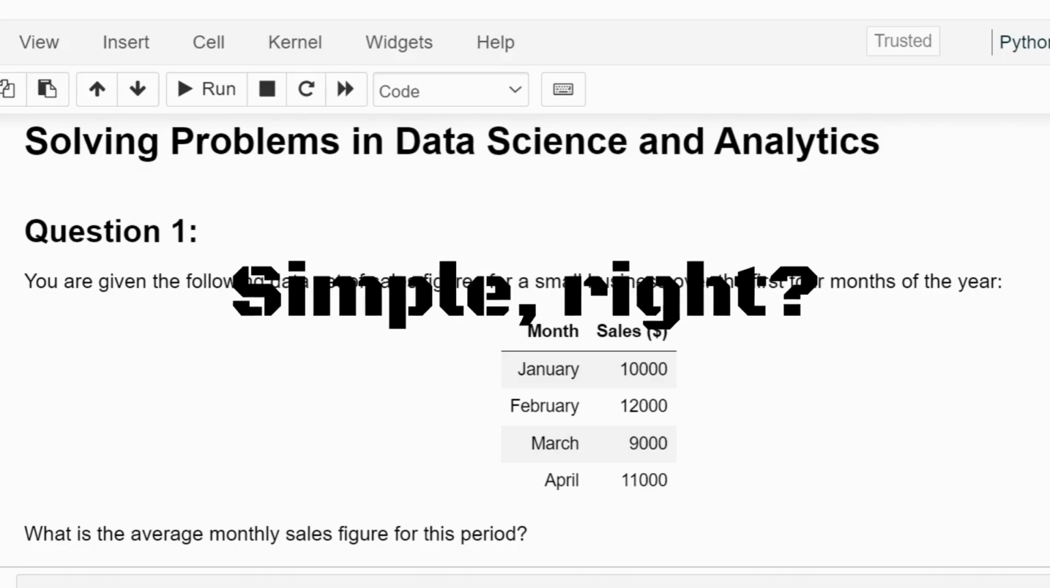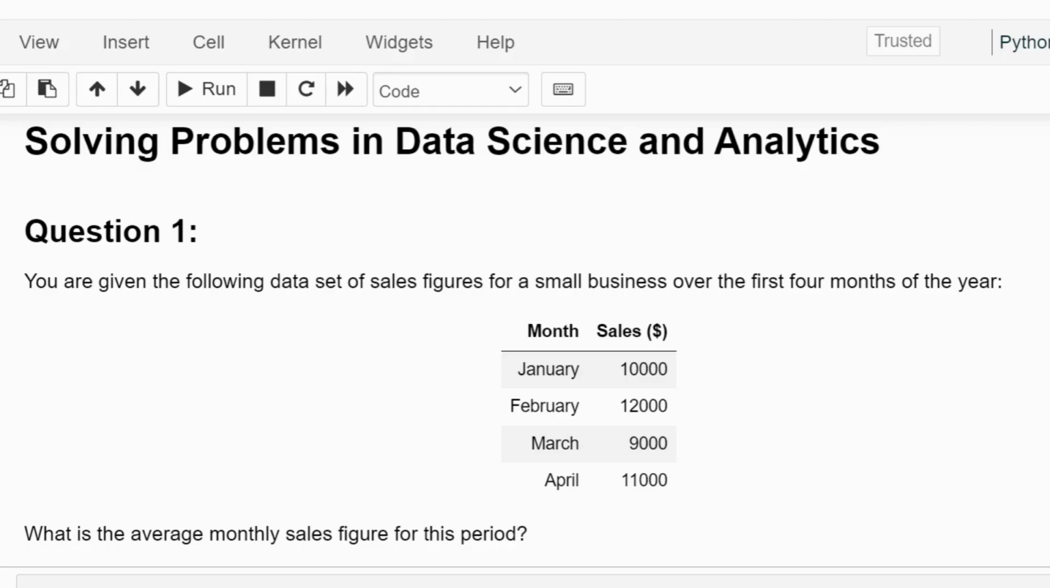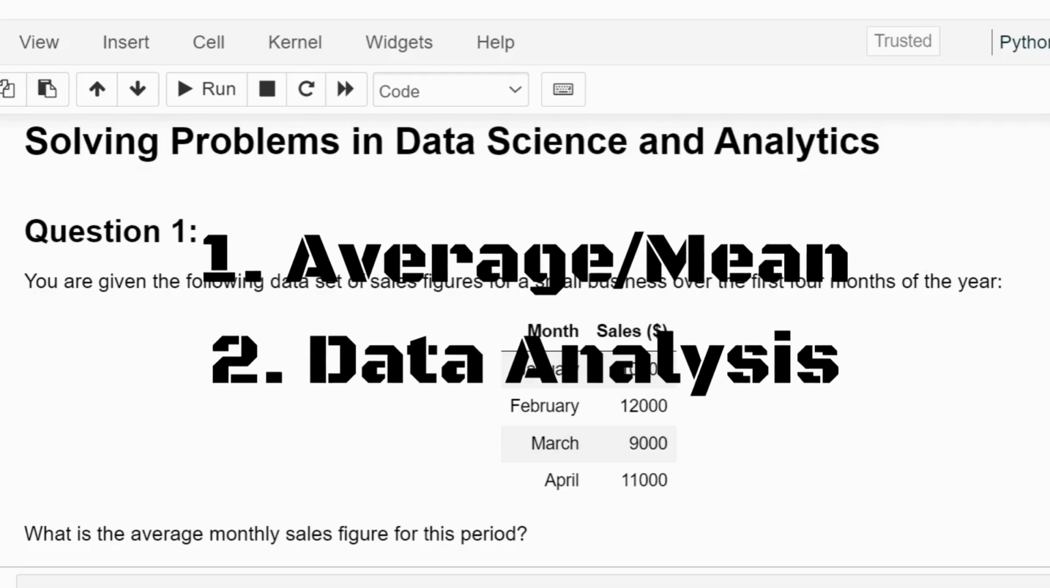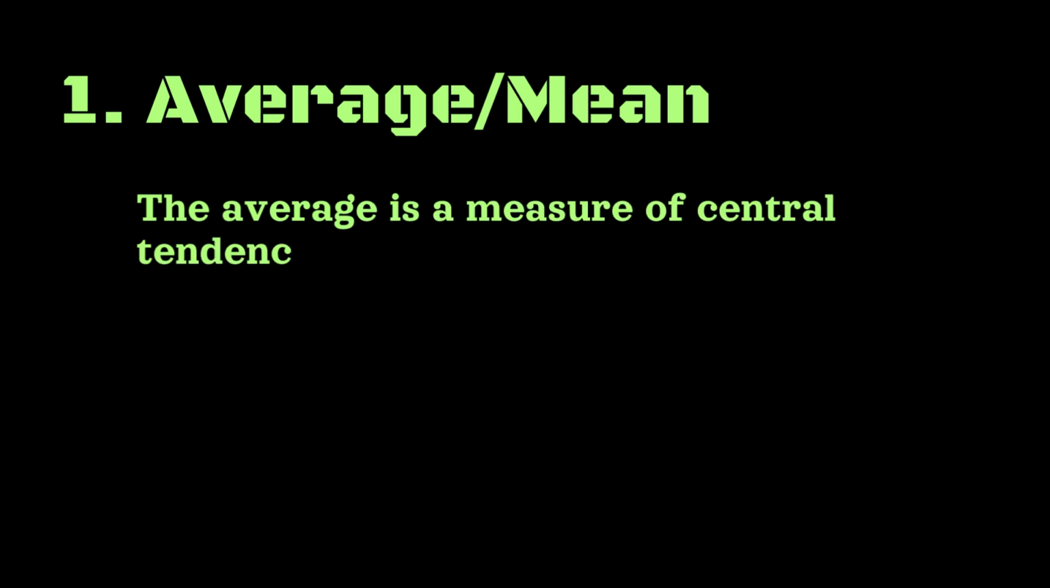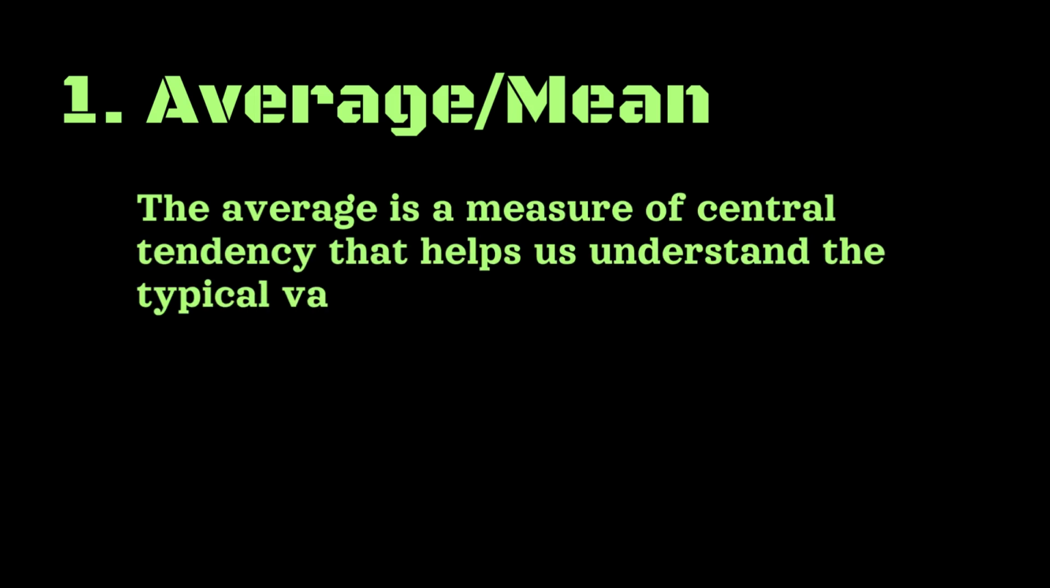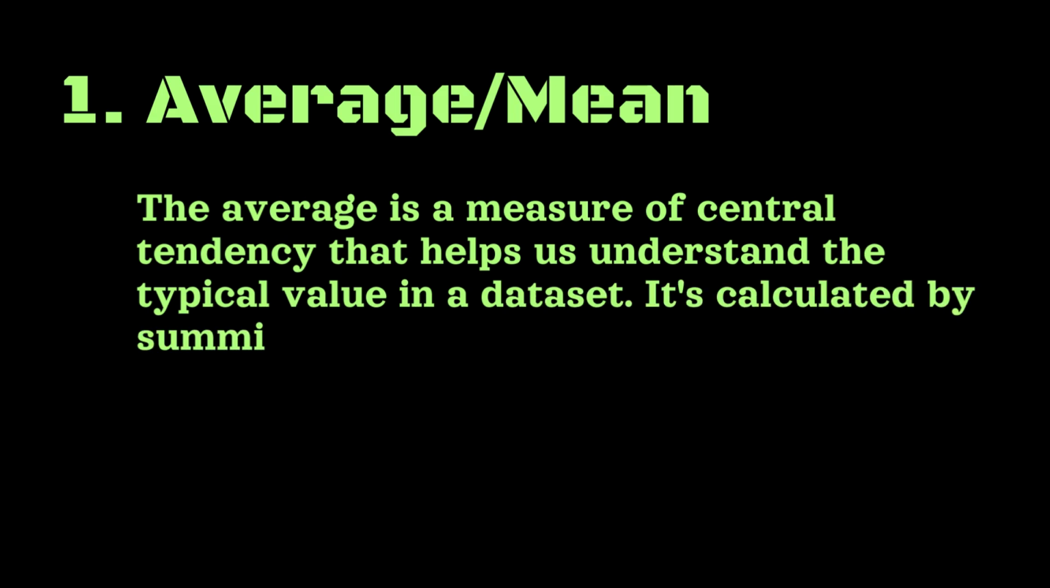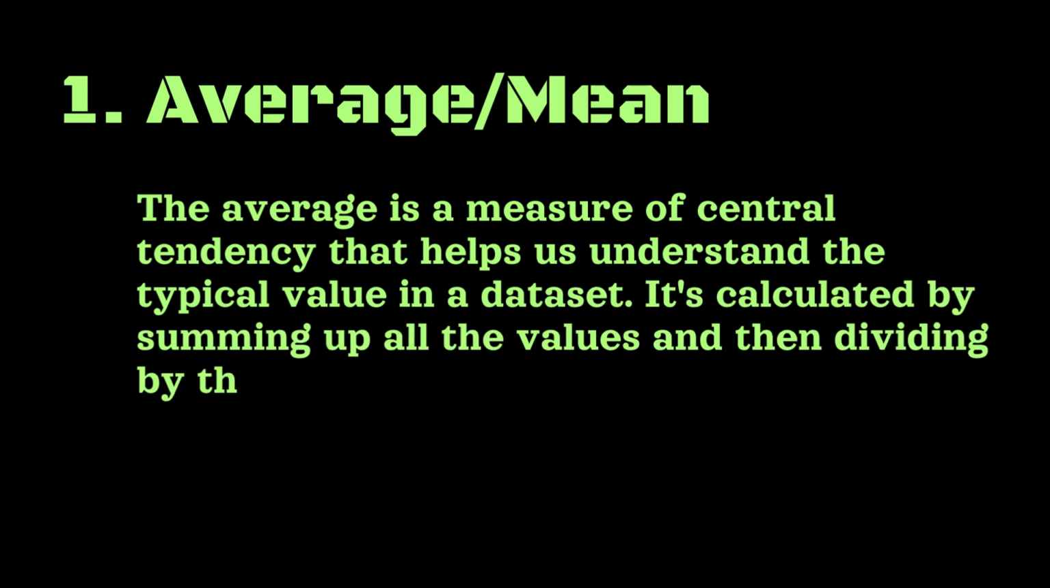Simple, right? But first, let's understand the key concepts involved. To solve this problem, we need to understand two main concepts, the average or mean and data analysis. First, the average or mean. The average is a measure of central tendency that helps us understand the typical value in a dataset. It's calculated by summing up all the values and then dividing by the number of values.